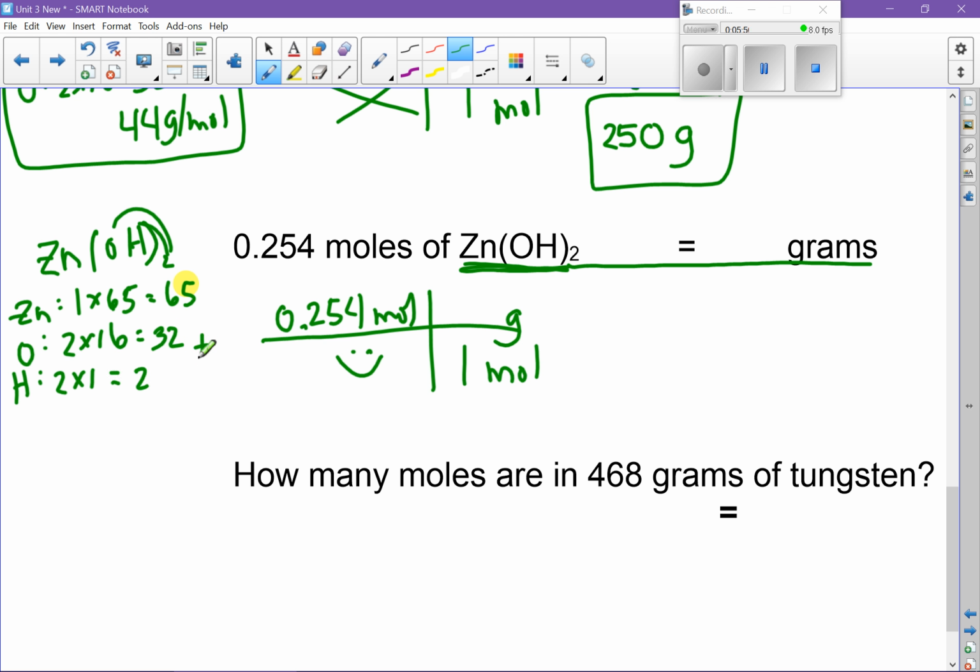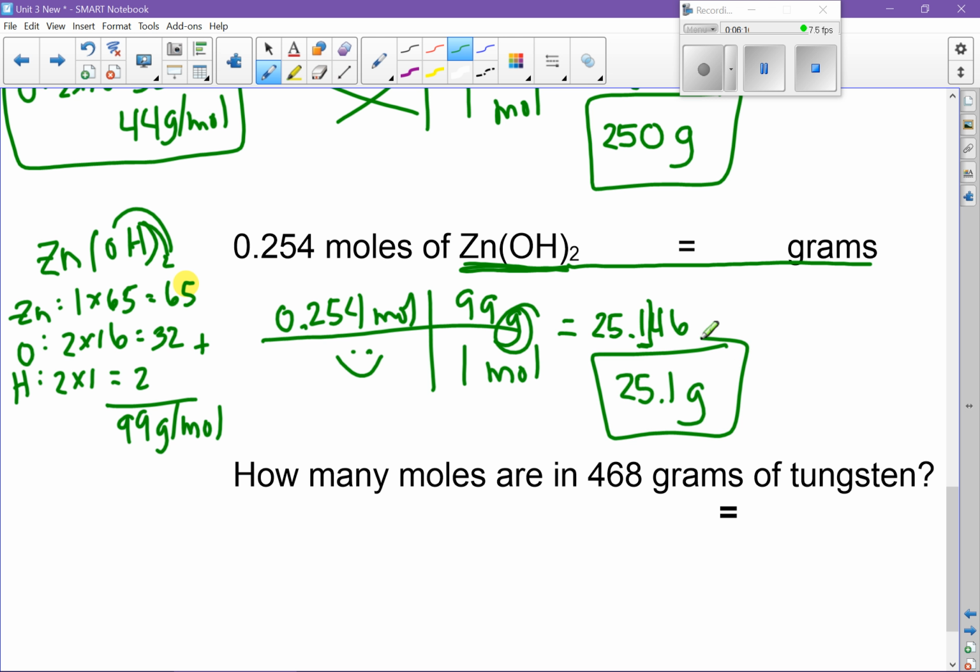Then what we do is we add all of that up. The molar mass of this is 99 grams per mole. That's what we put right here. Then you can multiply and divide normally. So my calculator says, oops, 25.146. To round that to the tenths place, that's right here at the 1. So it stays 25.1. I was looking for grams. That's the unit that goes on my answer.